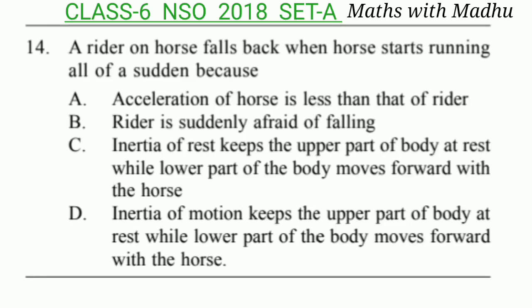Now question number 14. A rider on horse falls back when horse starts running all of a sudden because. The answer will be option C. When a horse starts running all of a sudden, then inertia of rest keeps the upper part of the body of the rider at rest, while lower part of his body moves forward with the horse. So the answer will be option C.